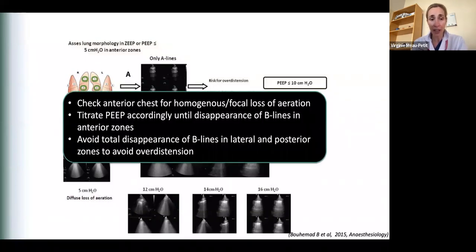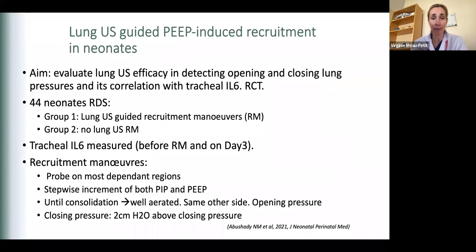So as a summary, check the anterior chest for homogeneous or focal loss of aeration. We have to titrate the PEEP accordingly until disappearance of B-lines in anterior zones. And we need to avoid total disappearance of B-lines in lateral and posterior zones, because in that case, you probably will have overdistension in the anterior area.